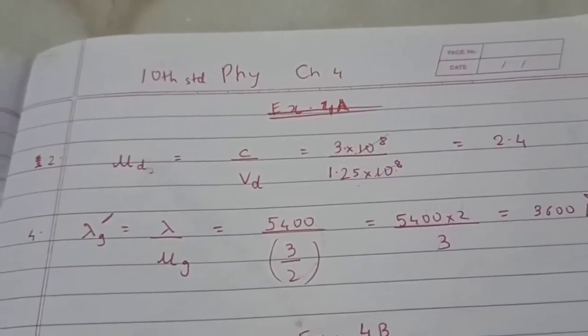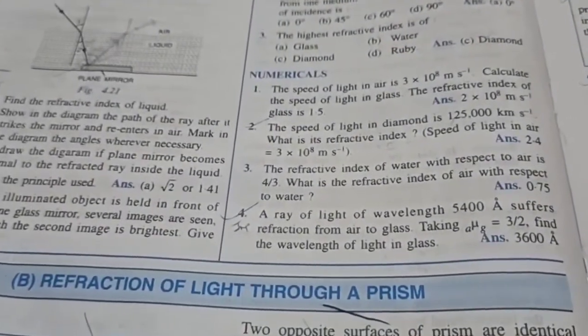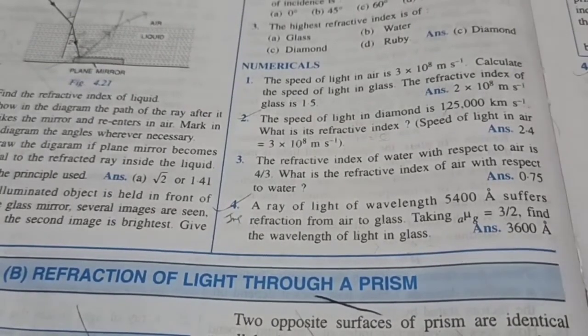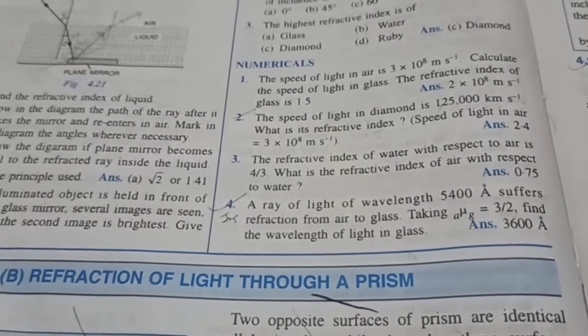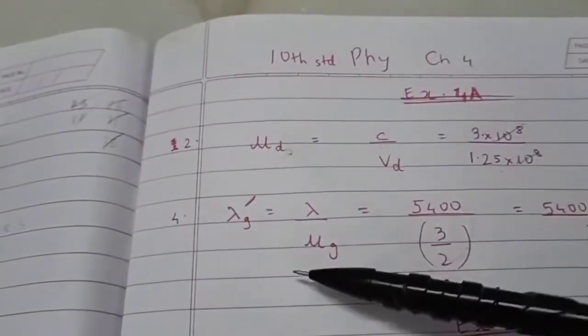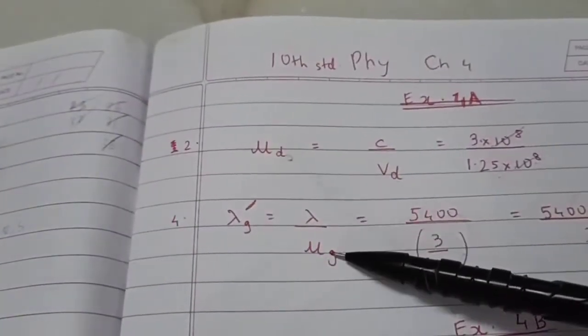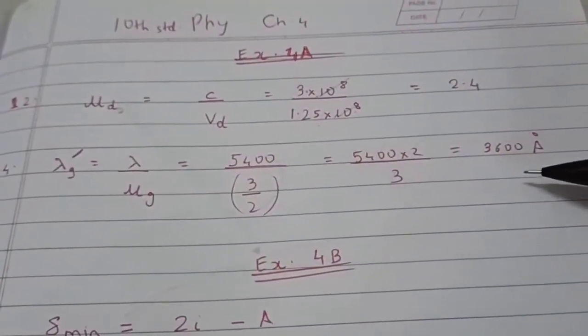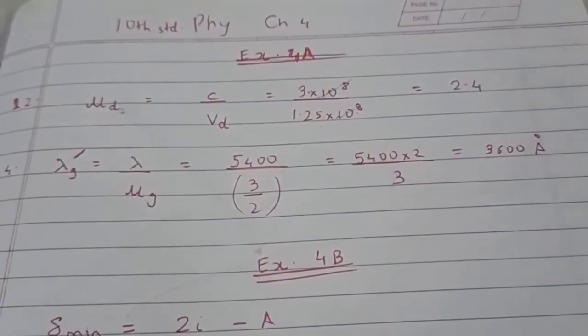Next, the fourth sum, mark it as IMP. The old wavelength is given, the original wavelength, and the new wavelength is asked. Refractive index is given. The formula is the old wavelength is equal to the new wavelength upon refractive index. Substitute the values, 2 goes up, and the final answer is 3600 angstrom. That's 3600 into 10 raised to minus 10 meters.